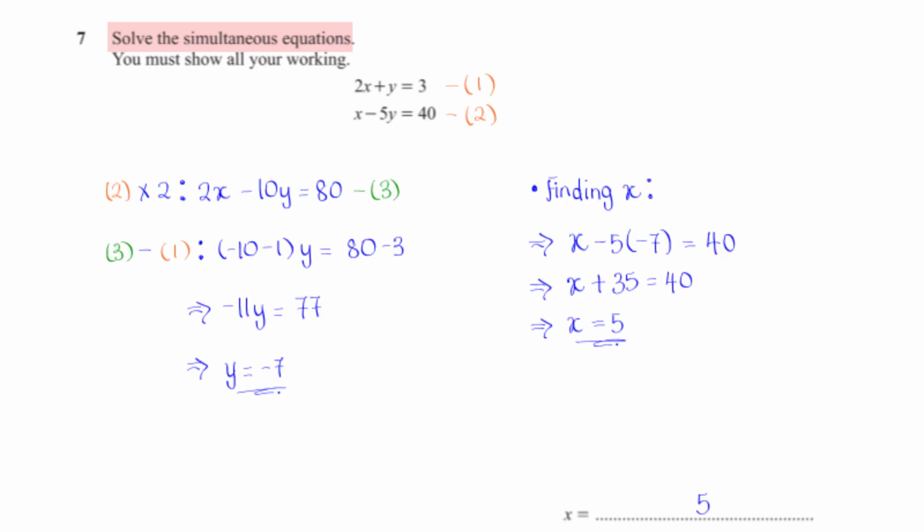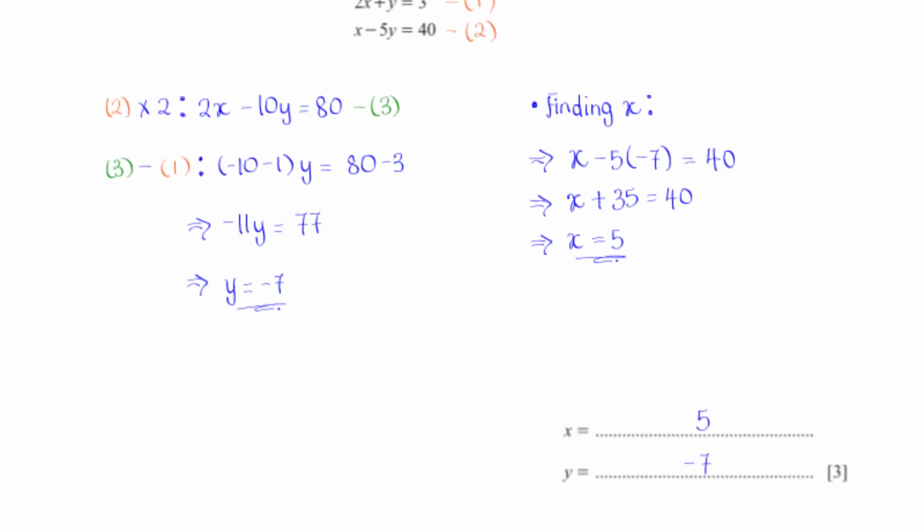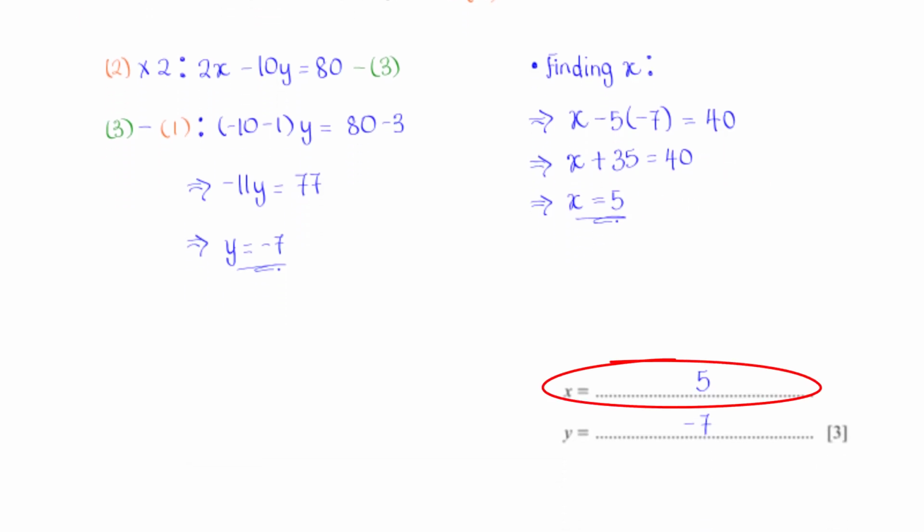So now that we know the value of y, we can easily find the value of x by putting the value of y in any of the equations. And so in this case, I placed the value of y in equation 2. And so that gives us x minus 5 times -7 equals 40. When we simplify this, we get x plus 35 equals 40. And so this gives us a final value of x equals 5. So our final answers are x equals 5, y equals -7.